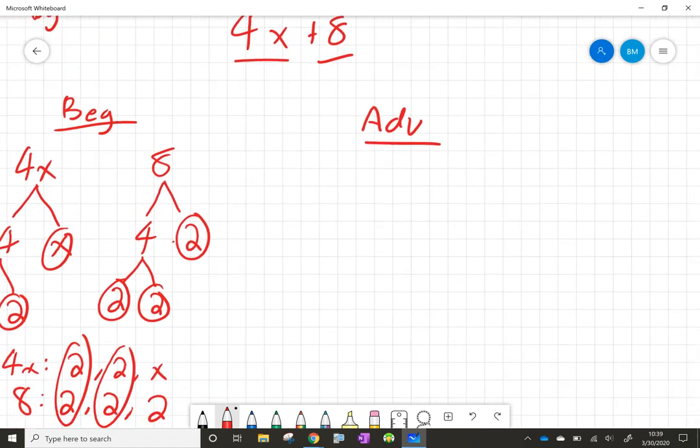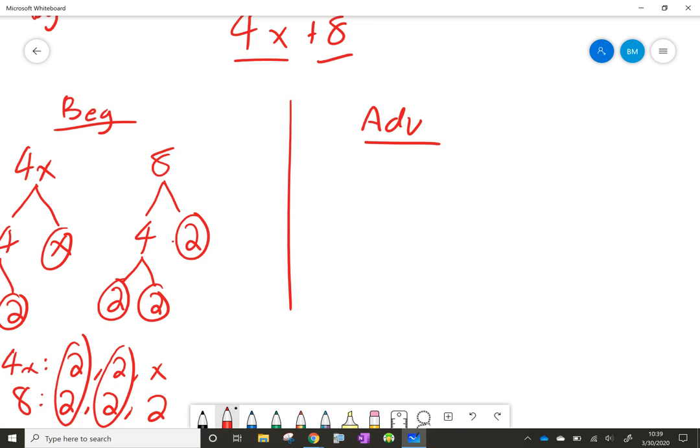The more advanced approach is simply saving yourself the time, right? To be advanced at this, you have to be able to just look at the two terms and think, okay, what's the biggest number that will divide 4 and 8? I know they're both divisible by 2, but 2 is not the biggest number you can divide out. Both of the numbers can be divided by 4. So that's what we do, right?